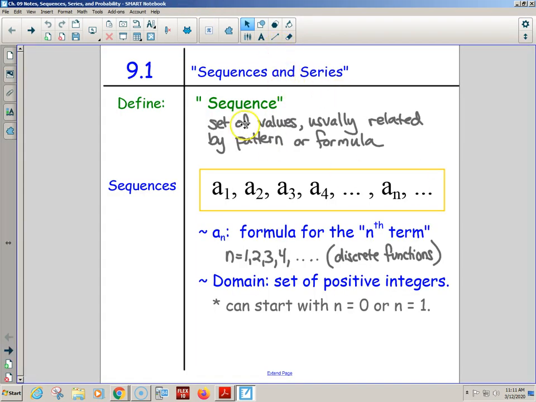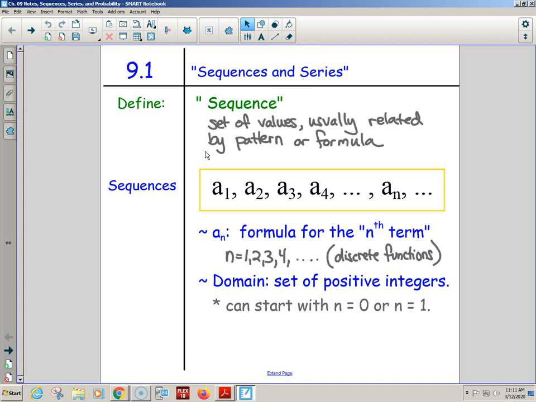Sequences and series. What are they? Well, sequence first. Section 9.1 in some ways is the hardest section of the entire chapter. 9.4, I think, is the most fun. Maybe 9.3. One of those is the most fun because it actually lets me introduce a really important topic in calculus, which I find to be fun. But we're not there yet.